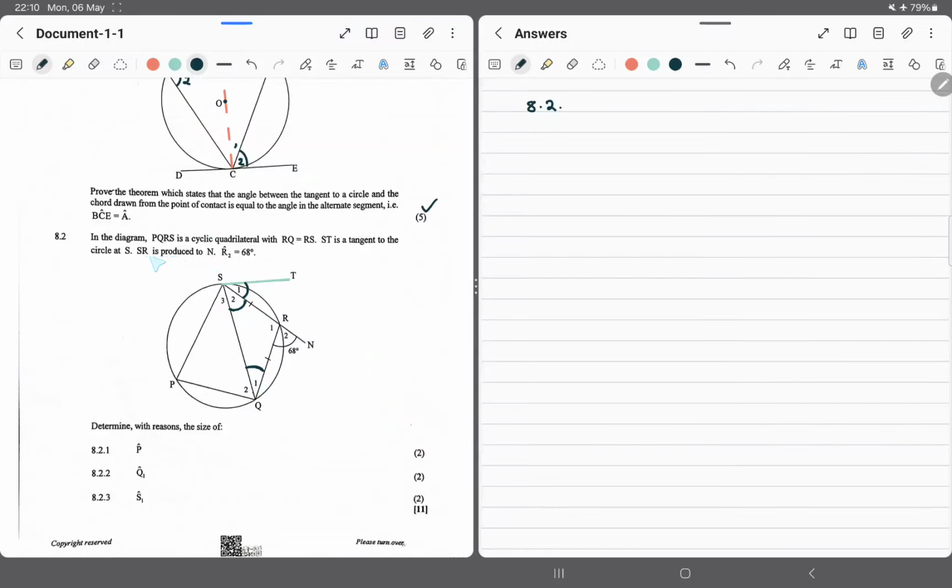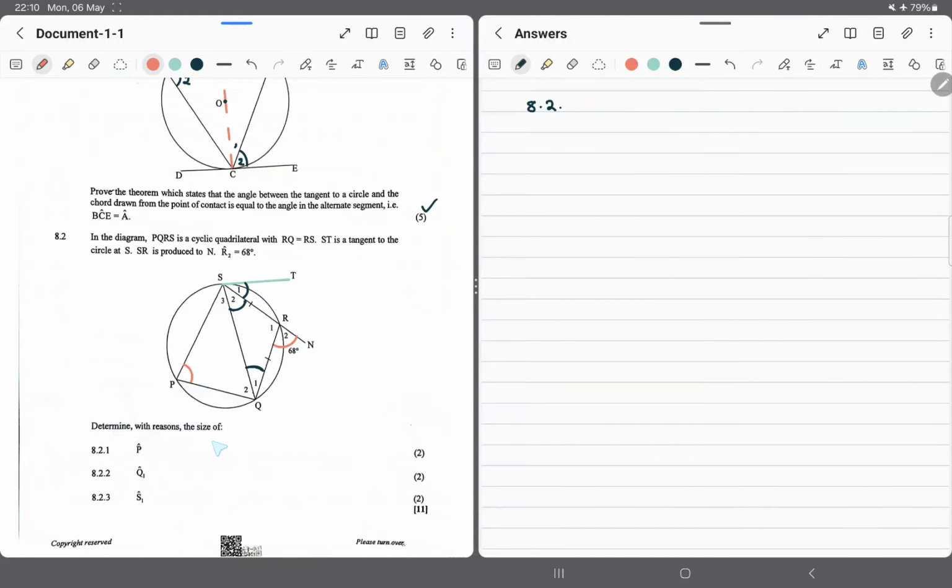Nice and easy. And then SR is produced to N. If that is the straight line, we can see that, not tan chord, but the exterior angle of a cyclic quad, it means R2 should be equal to P. This is the exterior angle of a cyclic quad, and these are angles on a straight line. We can work out R1 also. Alright, so R2 is 68 degrees. That's easy. So this diagram is fairly simple, so we don't want to do too much.